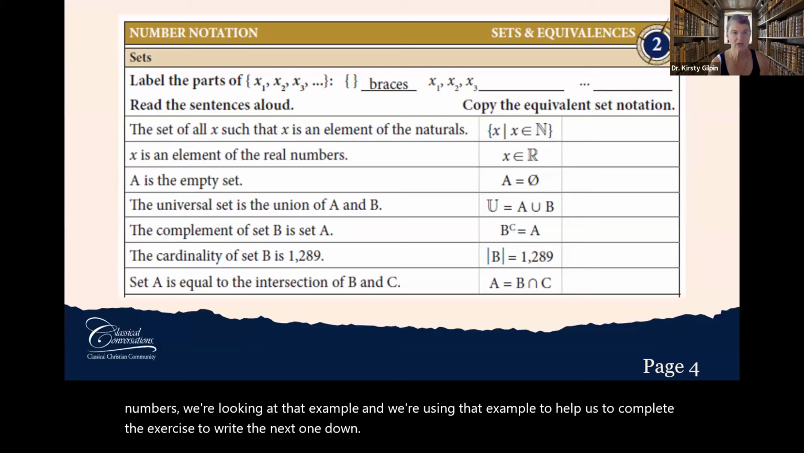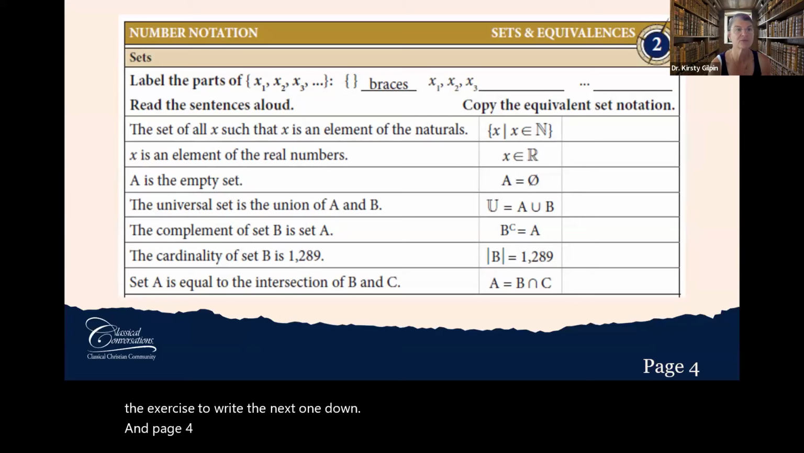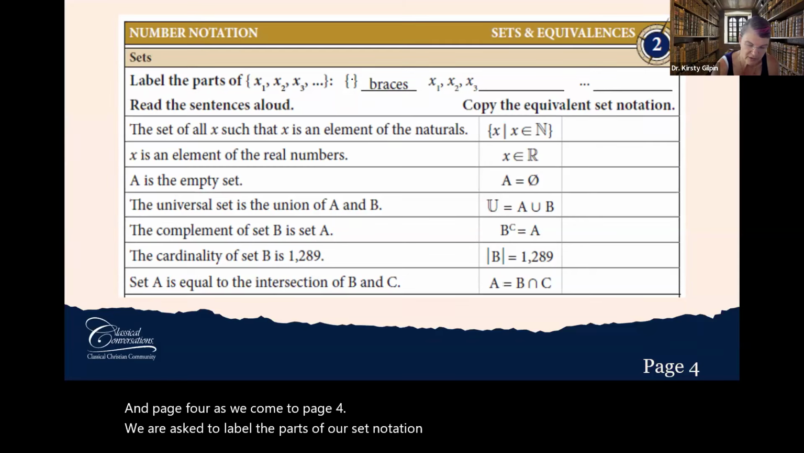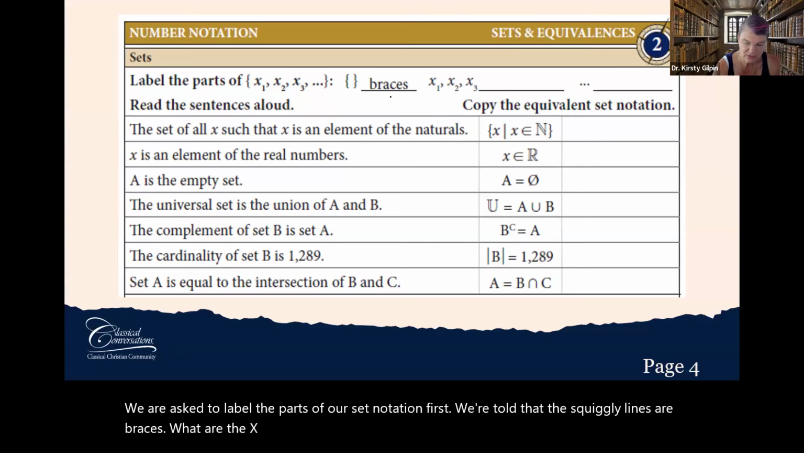And as we come to page 4, we are asked to label the parts of our set notation first. We're told that the squiggly lines are braces. What are the X1, X2, and X3? Anybody know what those are called?